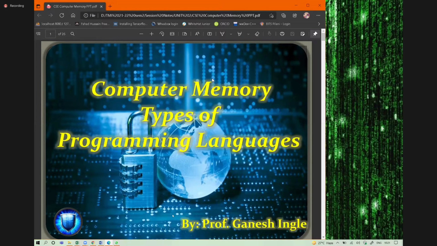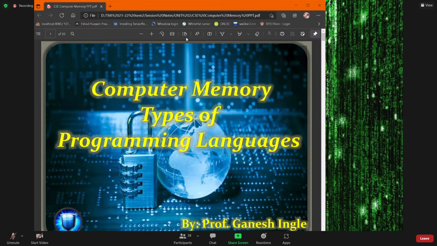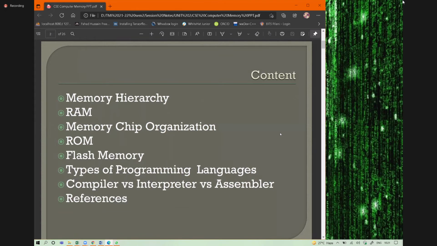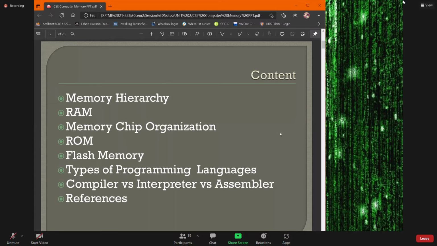Okay. This is done. So let us start one by one. Here we are having computer memory. This is the second unit. This unit will be carrying almost 20 marks. Okay. So let us see. First point, during the examination, what kind of question can be asked? I'll just explain it over here.